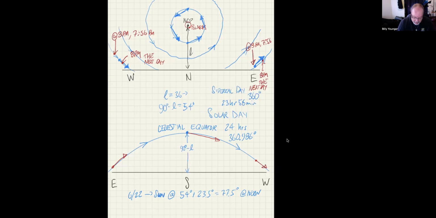Now, if you come back on 9/22, then the sun is at 54 degrees plus 0, because that happens to be the autumnal equinox. In other words, the fall equinox. So it's going to be 54 degrees roughly at noon.